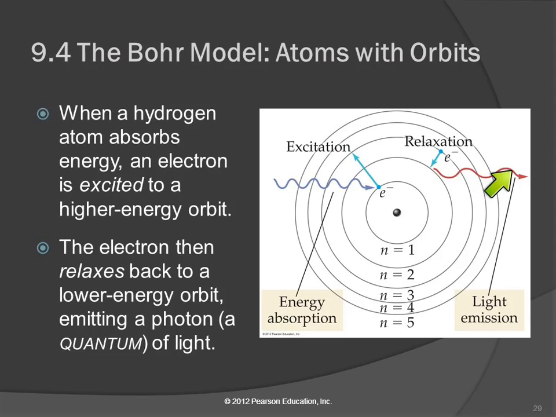The light we see as different colors depending on the energy of the light, the wavelength of the light. And so the different colors that are emitted tell us that these electrons are making different transitions within these orbits. So when the electron relaxes from its excited state back to a lower state, it emits a photon, or a quantum of light.